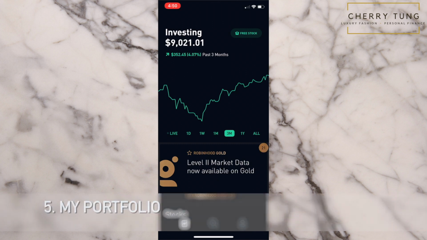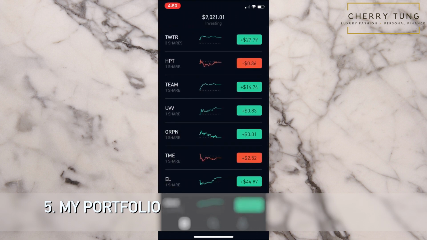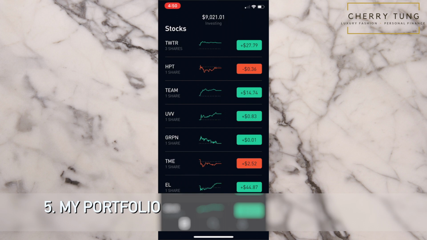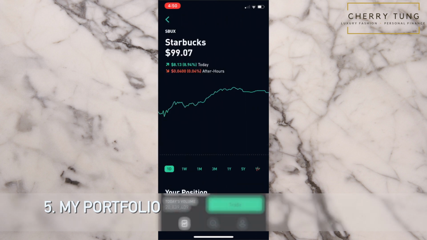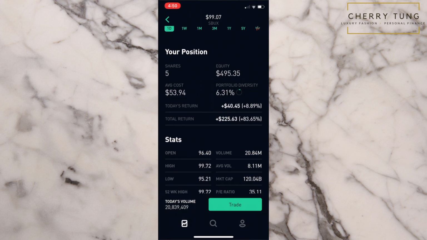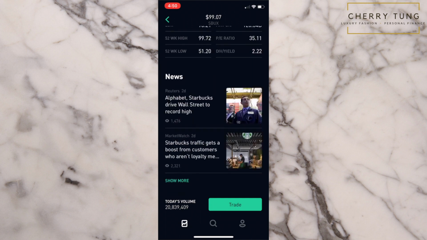And this is part 5, an overview of my gains and losses and my portfolio. So I'm just going to do a quick walkthrough through some of the stocks that I think are worth mentioning, one of which is Starbucks. So I actually bought Starbucks at a relatively good price, and this has almost doubled throughout time. And this is because I believe in Starbucks. I believe in Starbucks' products.